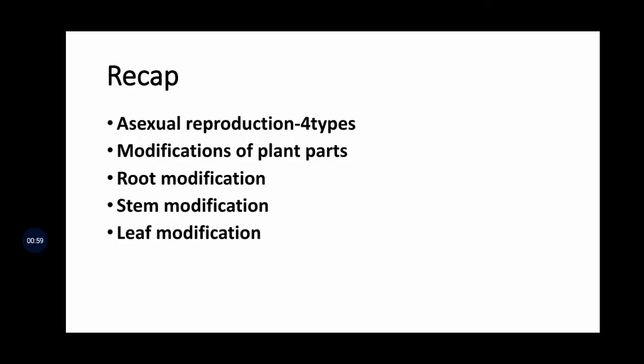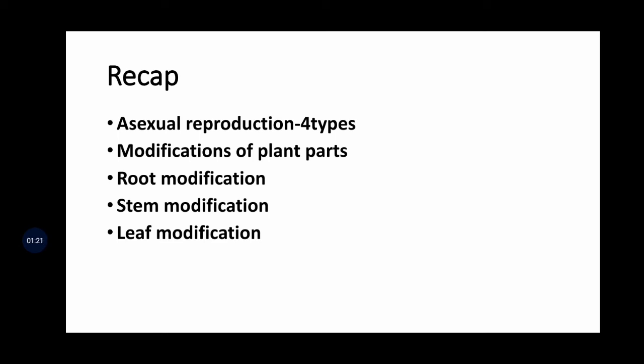Let us do a quick recap of today's class. In today's class, we have learnt about 4 different types of asexual reproduction: vegetative propagation, spore formation, budding, and fragmentation. And we have also learned what is modification.